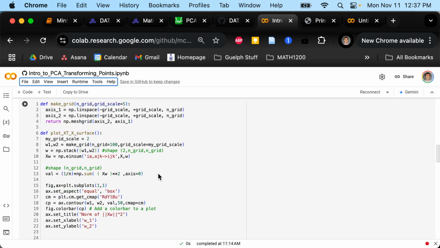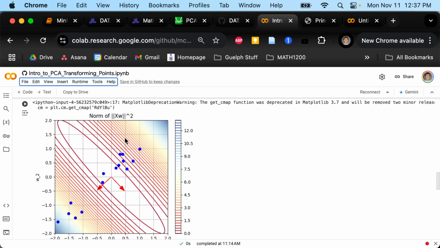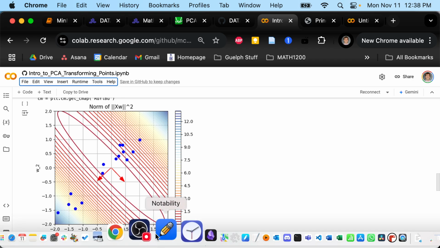Okay, and here is the function that we are trying to minimize. This is the norm of xw squared. That's exactly the thing that we're trying to minimize.